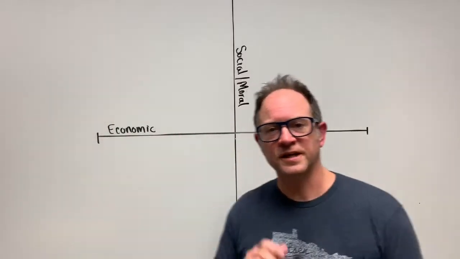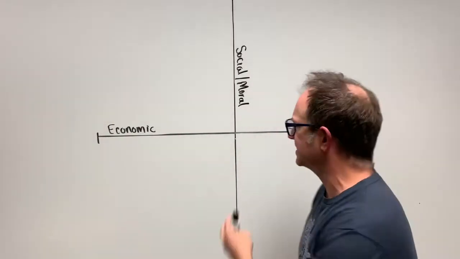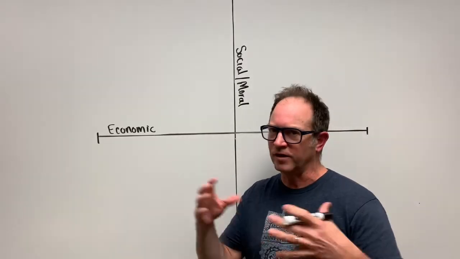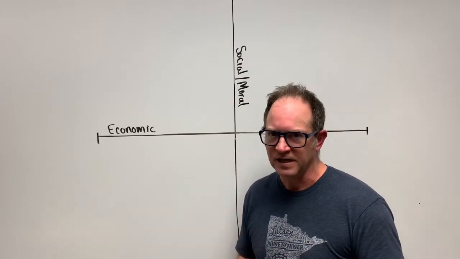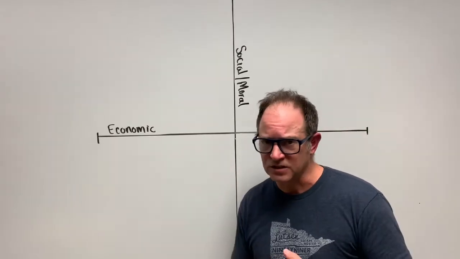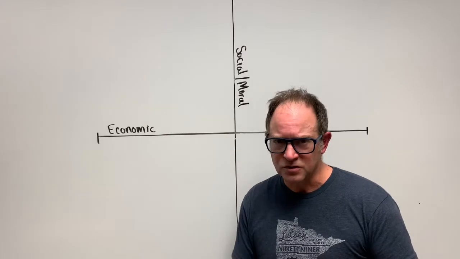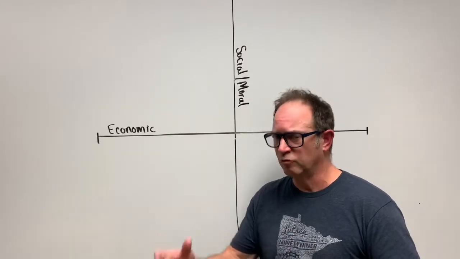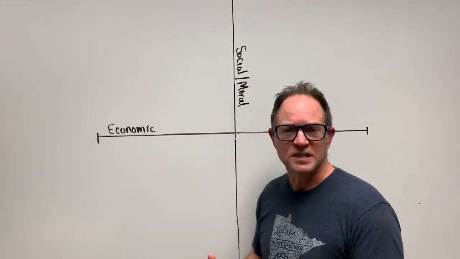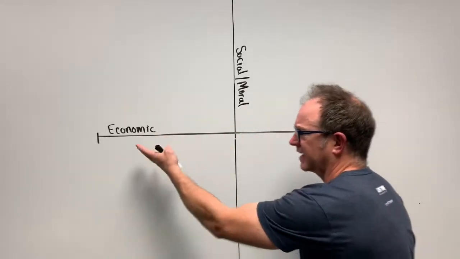All right, so the first thing I do is label my axes. The x-axis is the economic scale. That's where I find the wide range of beliefs concerning the economy, or concerning who should answer the economic questions: what goods and services to produce, how to produce them, how to distribute them, and what role government should have in basically providing for people's wants and needs. That's going to be on the x-axis here.